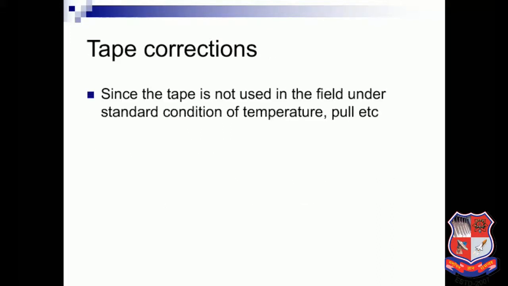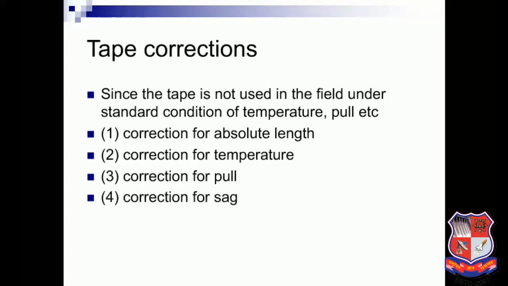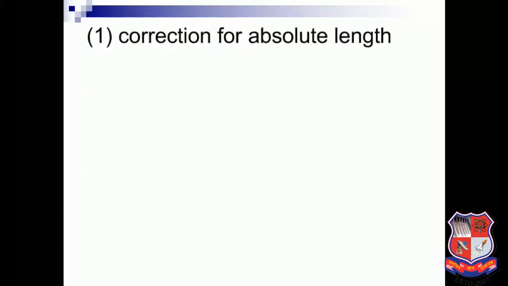Now we are going to the tape corrections. Since the tape is not used in the field under the standard condition of temperature, pull, etc., there are corrections. First one is a correction for absolute length, second one is a correction for temperature, third one is a correction for pull, fourth one is a correction for sag, fifth one is a correction for the slope. First one is the correction for absolute length.